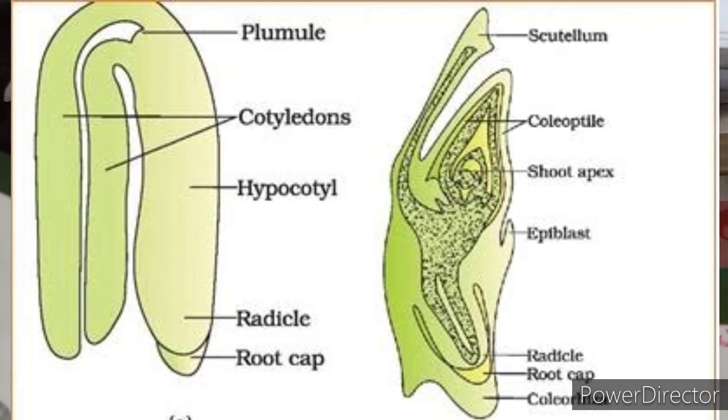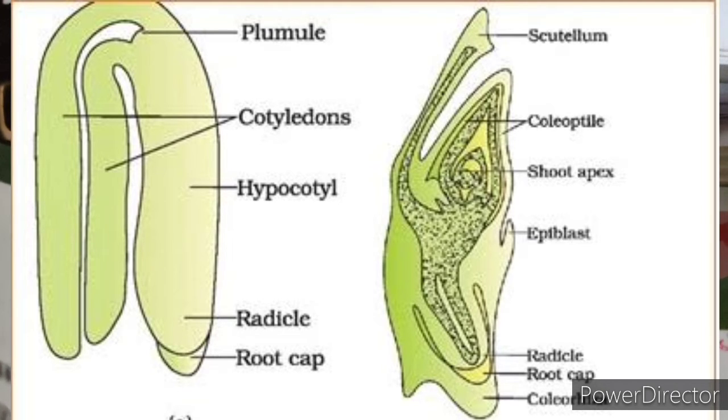A typical dicotyledonous embryo consists of an embryonal axis and two cotyledons. As there are two cotyledons, we have given the name dicot. And cotyledons are nothing but seed leaf. The portion of embryonal axis above the level of cotyledons is called the epicotyl, which will terminate into the stem tip, that is also called plumule.